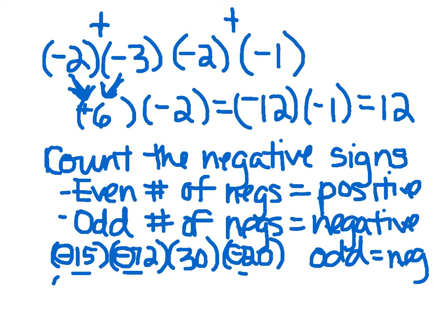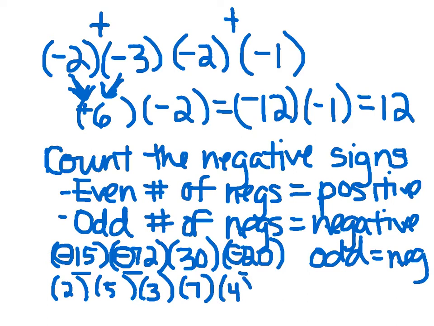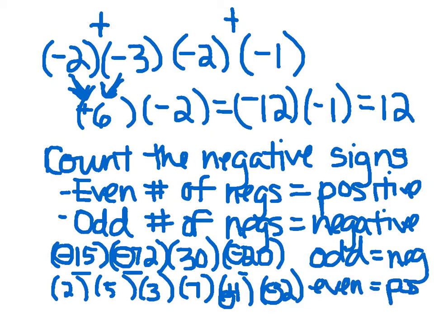If I say 2 times 5 times 3 times 7 times 4 times negative 2, I have one negative sign. Actually, let's make it two negative signs. Say negative 3. So a negative 4. So I've got two negative signs. An even number of negative signs is positive. All right, so just count your negative signs.